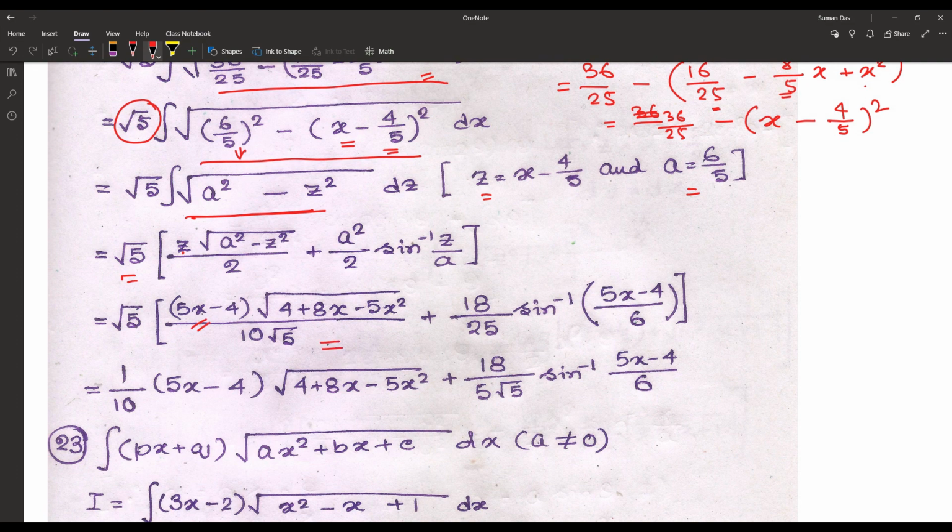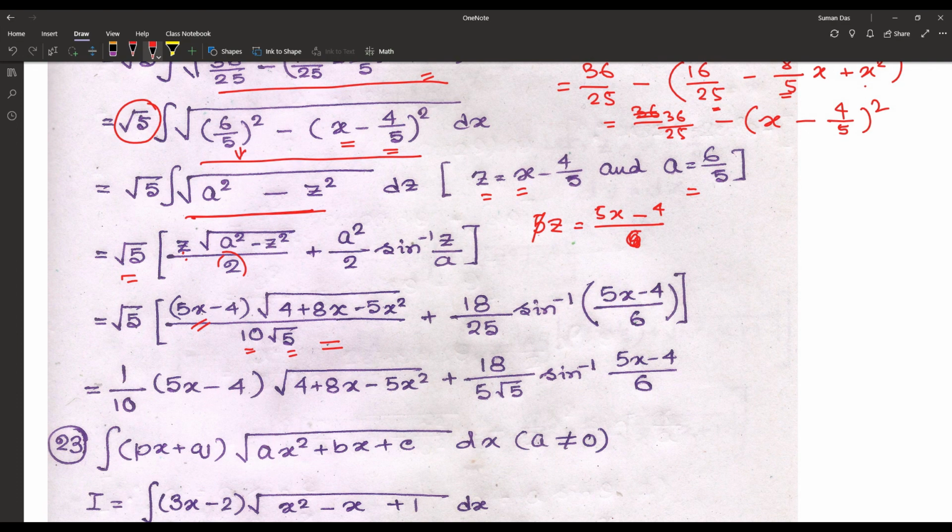From here, just putting the value of z, we can say z is equal to 5x minus 4 by 5. So that one is our 5x minus 4, that means 5z is equal to 5x minus 4, or z is equal to that one. So we are dividing that one by 5, so that one is becoming by 2 here, that is 10, and square root of 5.